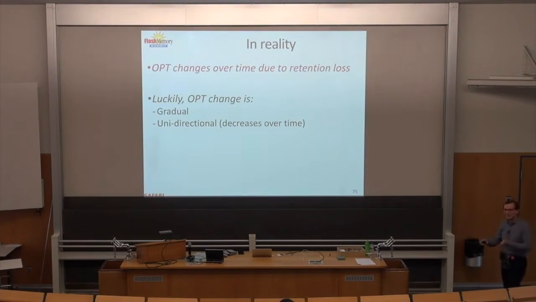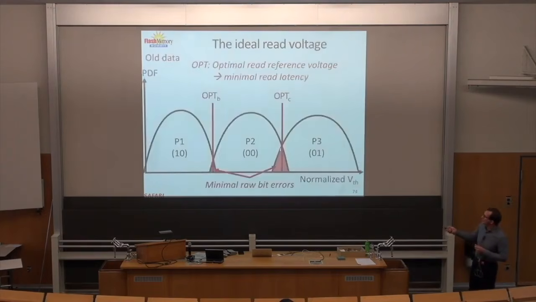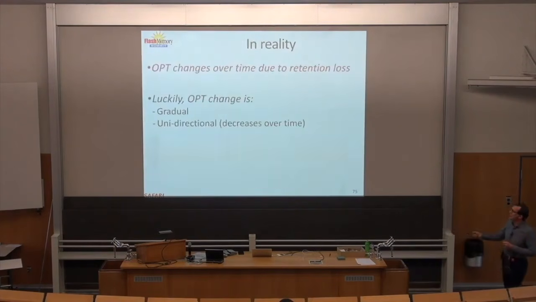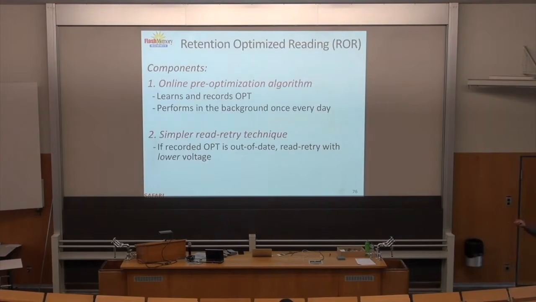So we're going to basically model this. This OPT, or optimal read reference voltage change, is gradual and unidirectional. It decreases over time. So if you want to adapt it to the retention errors, you can actually build a model for this. So the idea is very simple. Again, it's very similar to what we did with read disturb.